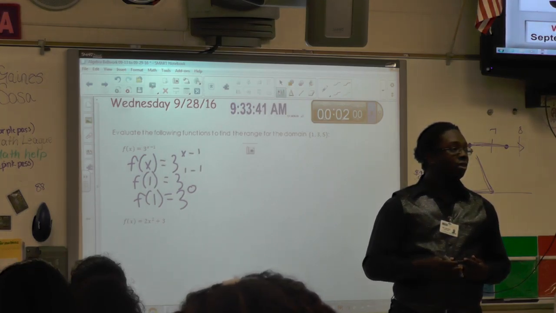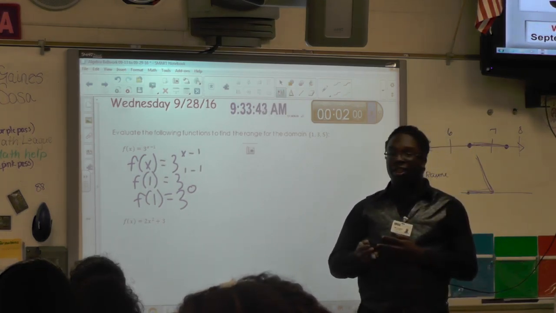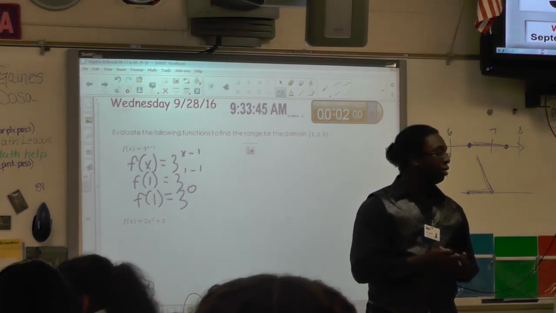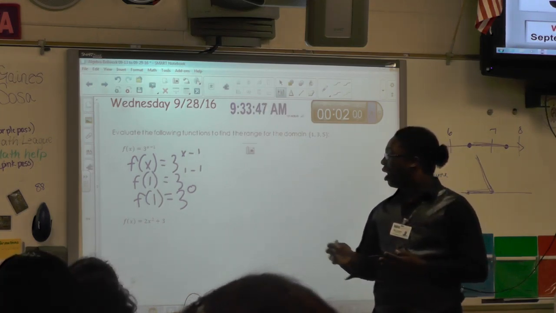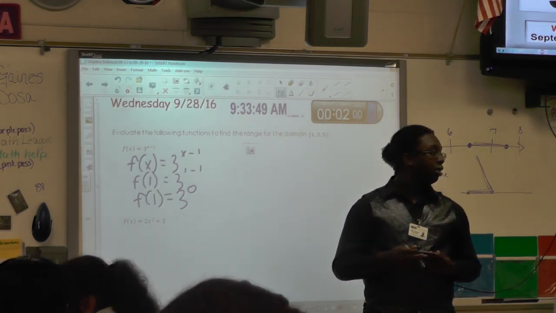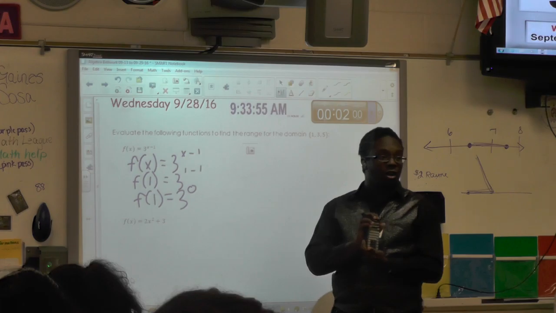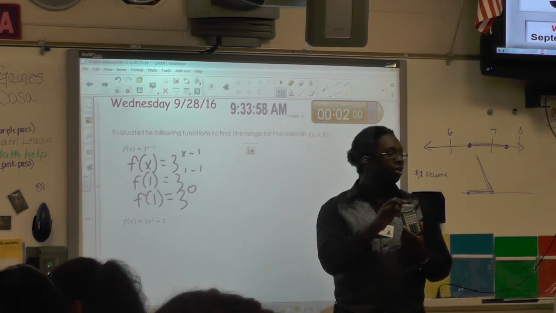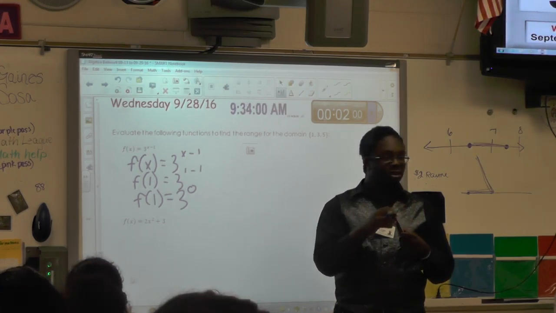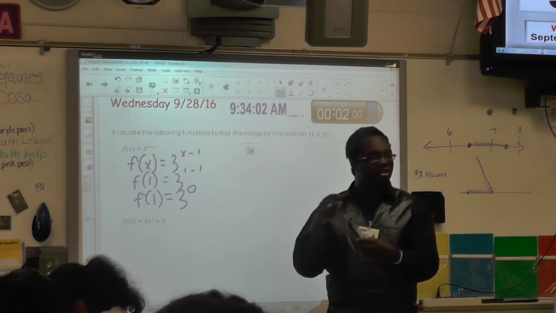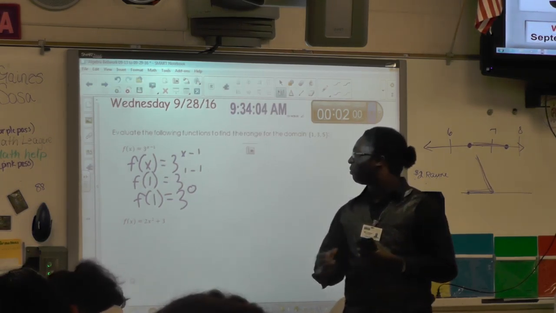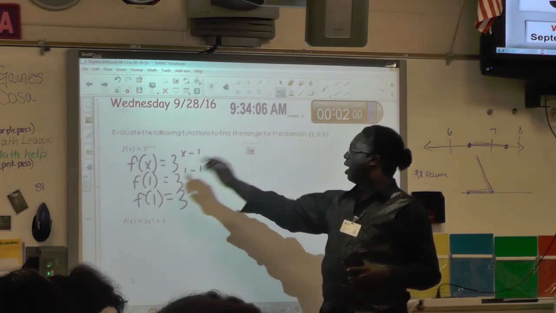Does anyone else get anything different? Yes, 1. You got 1. And can you tell me how you got that? Plugging it into the calculator. That's perfectly fine. Now, are you guys aware of how you can plug this into the calculator? So you know the key below the off button? All right, cool. So we got f of 1.